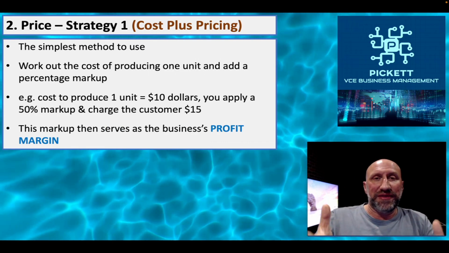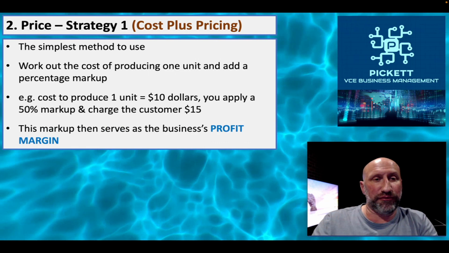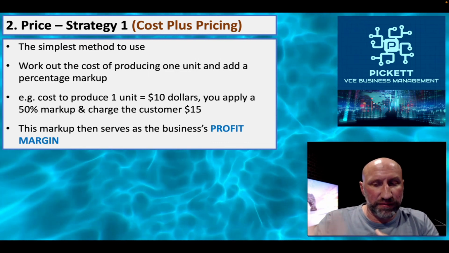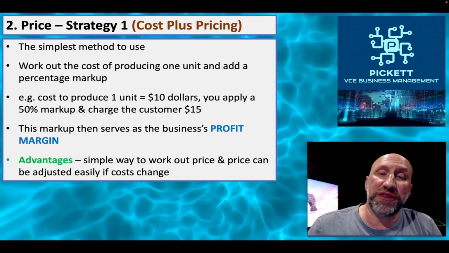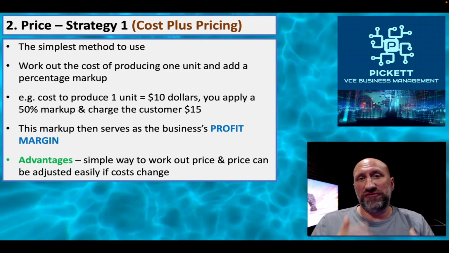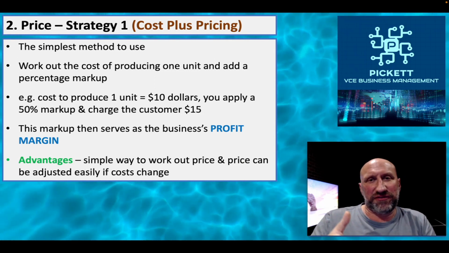So that markup then becomes what we call the profit margin. So you know that every item that you're selling, you're making a 50% profit. Makes some sense, pretty straightforward. The advantage of using this method is it's a really simple way to work out price, and the price can easily be adjusted if costs change.